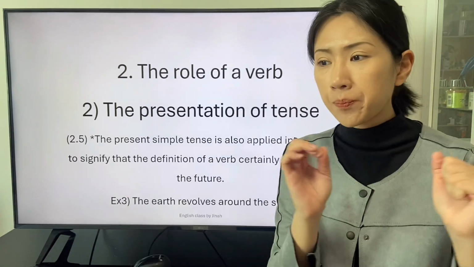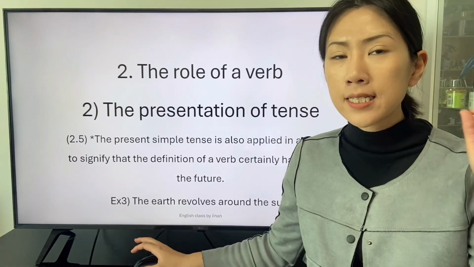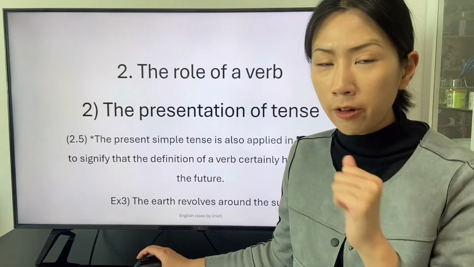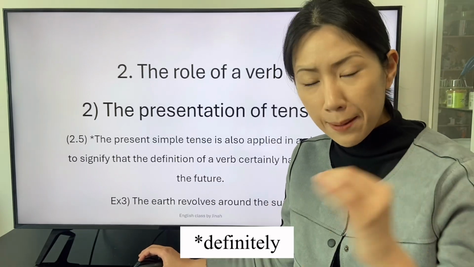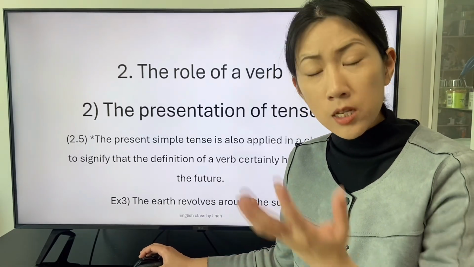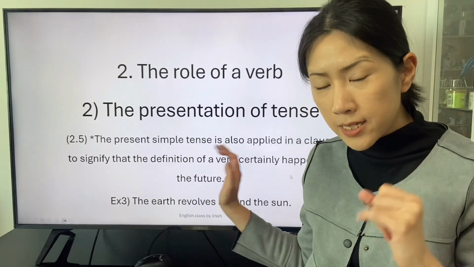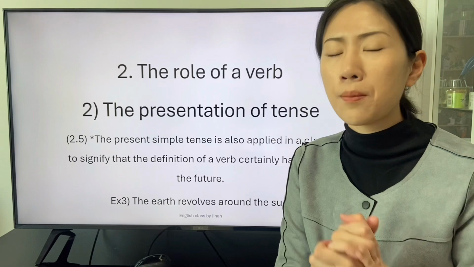The earth revolves around the sun. The speaker assures that the action indicated by the transitive verb revolves happens in the future. So, the exemplary clause is stated in the present tense.